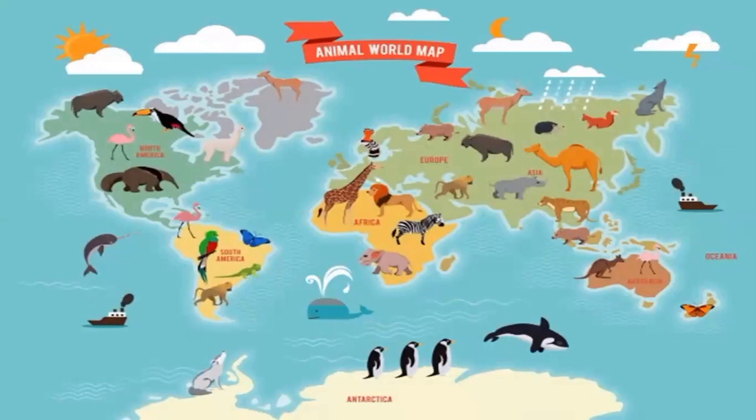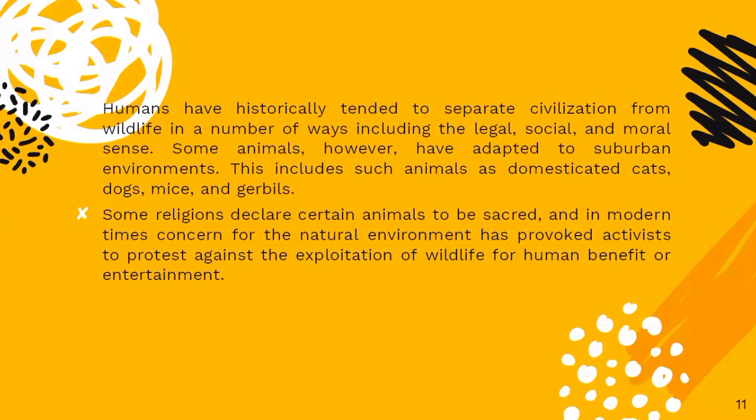Next in line, we have this picture. This indicates where these wild animals originated. Just like these penguins, they are originally located in Antarctica, and also this whale. And this camel, this is specifically in Dubai, in Asia. And of course, these wild animals that we commonly know, the giraffe, the tiger, the lion, and the zebra, are in Africa.